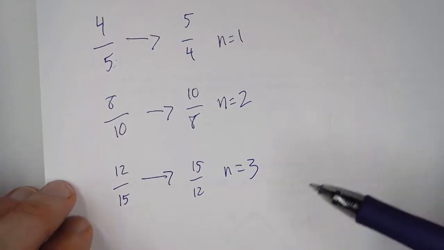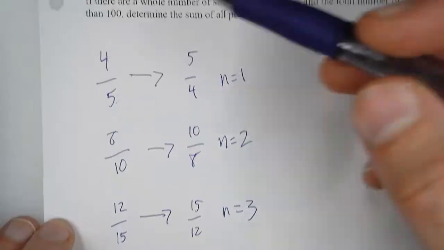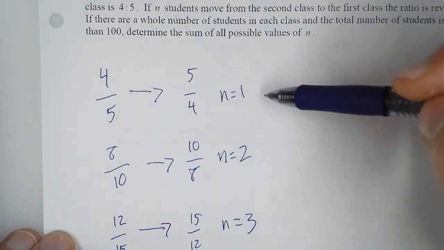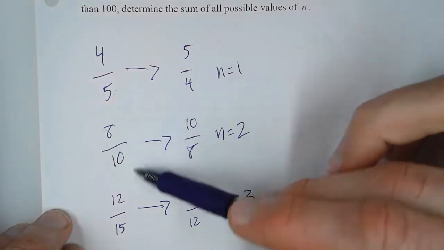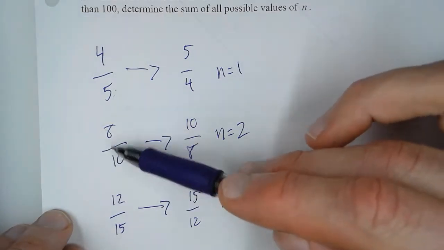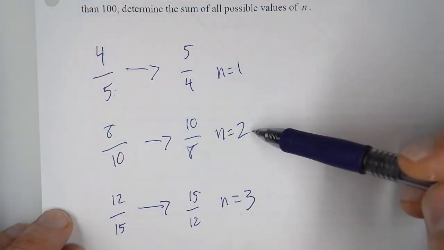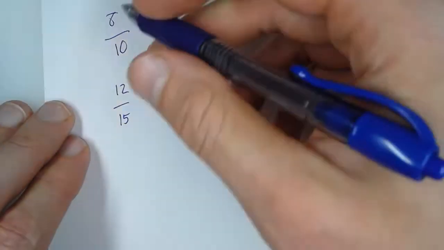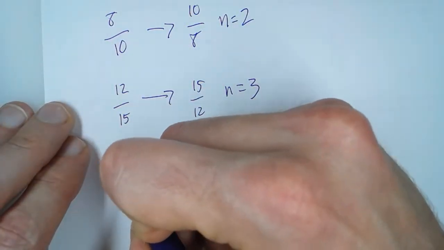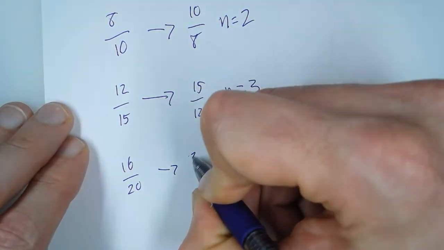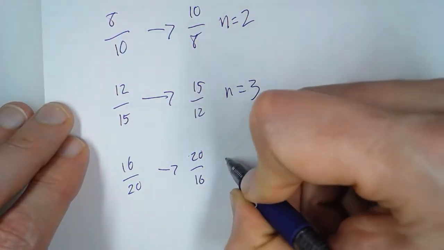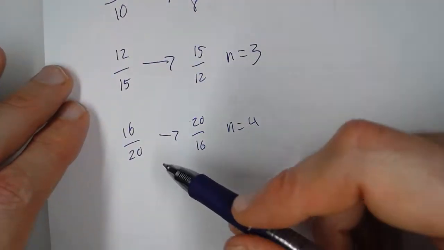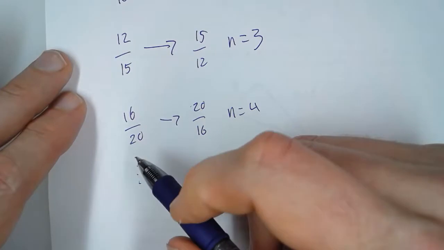Now, there's a pattern going on here: we take the ratio of 4 to 5 and whatever we multiply it by, that's how many students move. So here, this is the ratio of 4 to 5 times 2, top and bottom, so that means n equals 2. Here it's 12 to 15, n equals 3. Now we could keep going. 16 over 20 becomes 20 over 16, n equals 4. But the question is, how long will this stop? How long until it stops?